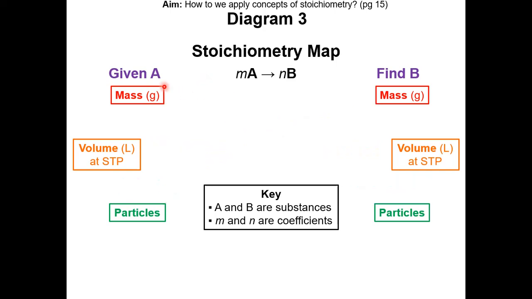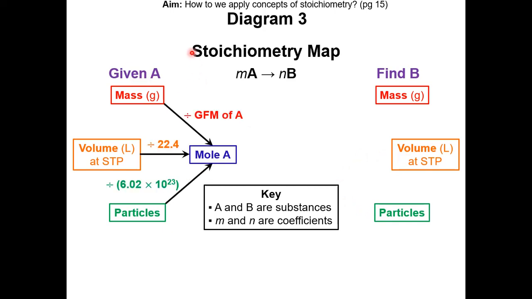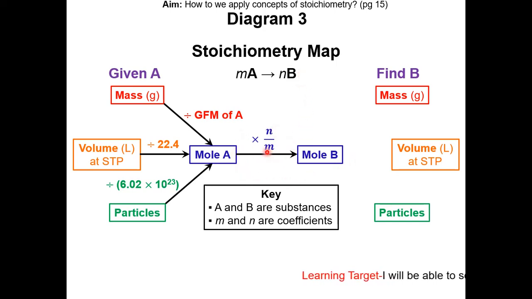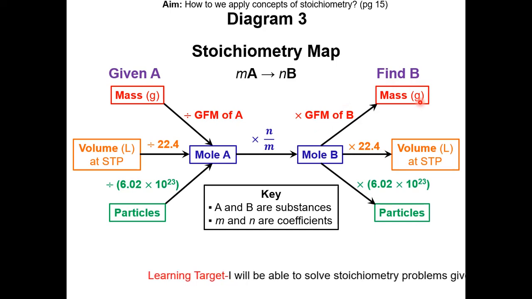In the question, you'll be given A in terms of either mass or volume or particles, and you're solving for the quantity B in terms of either mass or volume or particles. So to get the moles of A, you have to divide by the conversion factor. To go from mole A to mole B, you have to do a mole ratio, or you can multiply by N over M. N is the coefficient of B, M is the coefficient of A. To go from moles to the unit you want, you multiply by the conversion factor.